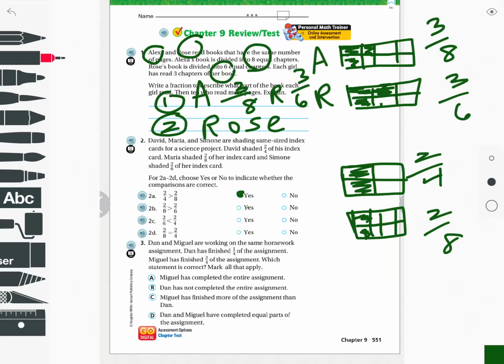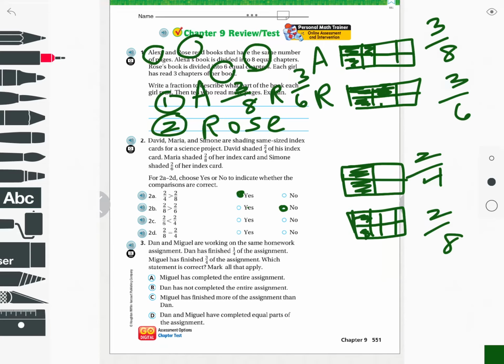B, 2/8 is greater than 2/6. Well, I can draw pictures like I just did, or I know that they both have the same numerator. I just look at the denominators. I know that 6ths are bigger pieces than 8ths. So 2/6 is actually bigger than 2/8. So 2/8 is not bigger than 2/6. The answer is no.